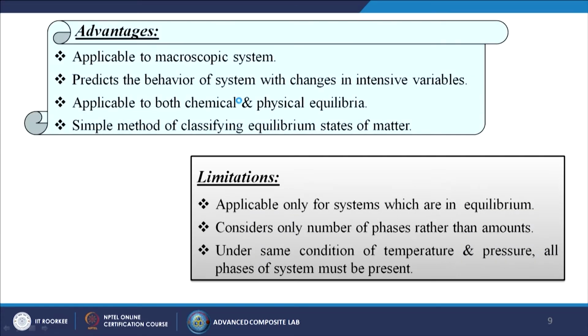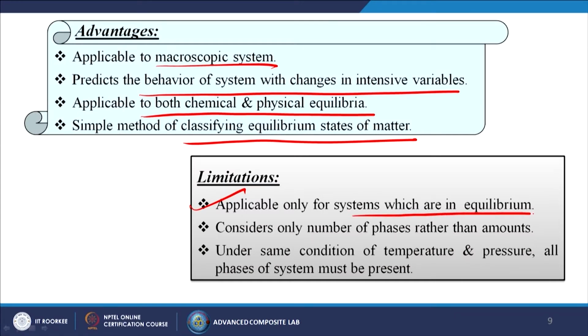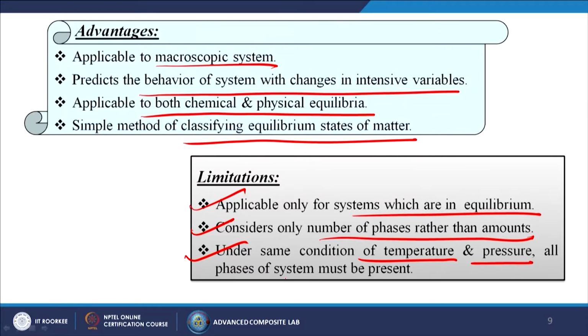Now, what are the advantages? It is generally applicable to macroscopic systems, predicts the behavior of a system with changes in intensive variables, is applicable to both chemical and physical equilibria, and is a simple method of classifying equilibrium states of matter. But of course, there are certain limitations. It is applicable only to systems in equilibrium, not to non-equilibrium systems. It considers only the number of phases rather than amounts; it tells you the number of phases, but the amounts are difficult. Under the same conditions of temperature and pressure, all phases of the system must be present.